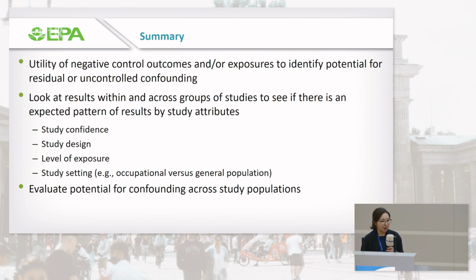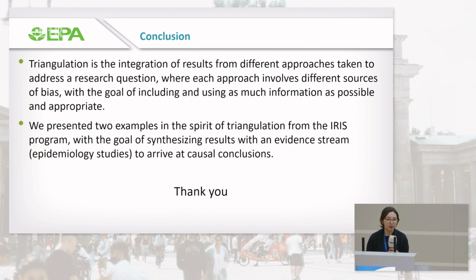So I think I'm running a bit over, but just in summary, we wanted to show a couple of examples from the IRIS program of how we've used strategies or methods in the spirit of triangulation to look at a causal association between an exposure and a health outcome, with the goal of including and using as much information as we can across the body of evidence.